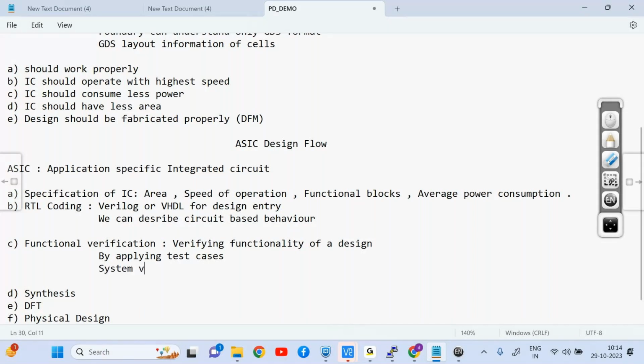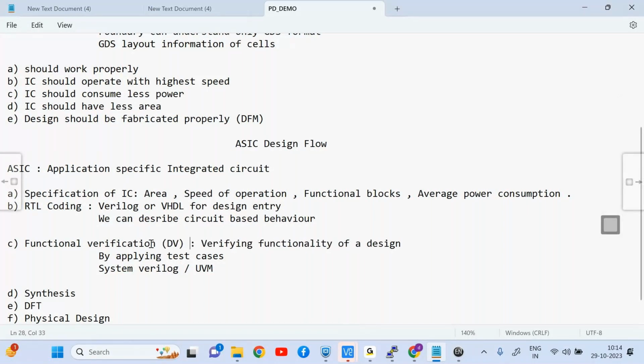So to work on functional verification, you should understand SystemVerilog, and you should know UVM, Universal Verification Methodology. This is a separate course, called the design verification course. We had a demo yesterday, right? So to understand that, you should know Verilog, SystemVerilog, and UVM.